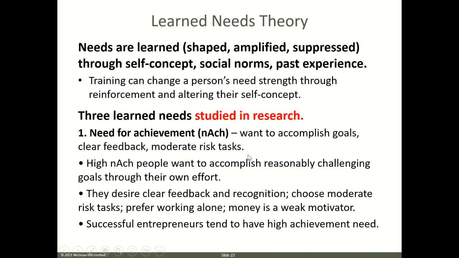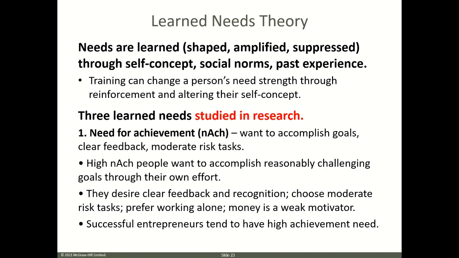Need for achievement means wanting to achieve goals, with clear feedback and moderate-risk tasks. People with a high need for achievement want to accomplish reasonably challenging goals through their own efforts. Some people set targets for themselves, making a commitment that they want to achieve this goal in a short period of time, right? They consider this their need, that they definitely want to achieve, and they want to satisfy their own need.